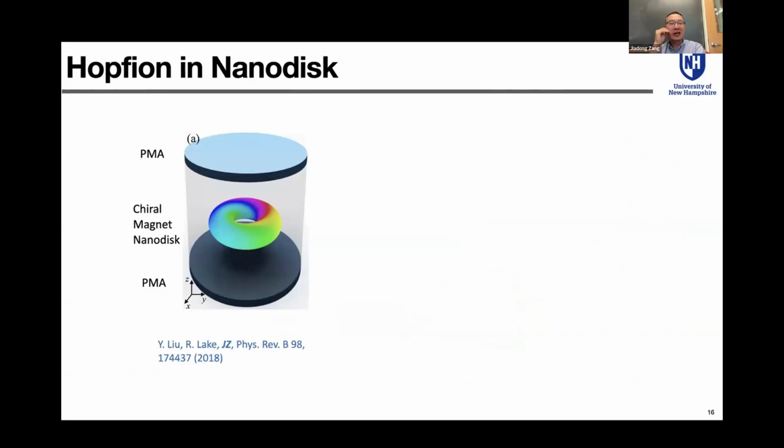So back in 2018, we made the first theoretical prediction of magnetic Hopfions. Because I'm from the skyrmion background, we know that for a chiral magnetic nanodisk, for example, an iron germanium nanodisk, with a proper radius and thickness, there will be a target skyrmion stabilized inside. So our prediction is to put this nanodisk in between two spin polarized layers, and then there will be a nucleation of the Hopfion inside.